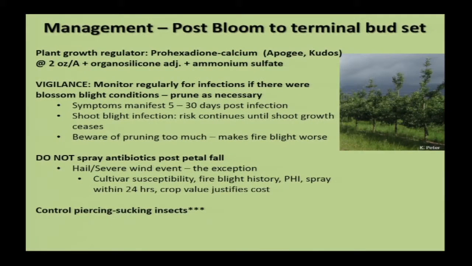As far as what to do from bloom to terminal bud set, again, that Apogee application, you may have to apply several applications of Apogee, especially if the trees just don't stop growing. We had this issue last year where we had so much rain and the trees just never stopped growing. Anything that's green and succulent will be susceptible to fire blight. Make sure you're monitoring your orchards really carefully and pruning out when you see infections. If you can't get to the infections to prune them out, and you find yourself pruning out buckets' worth of prunings, stop. You may be doing more harm than good.